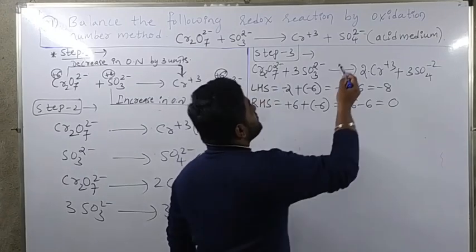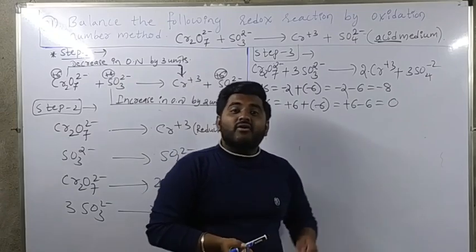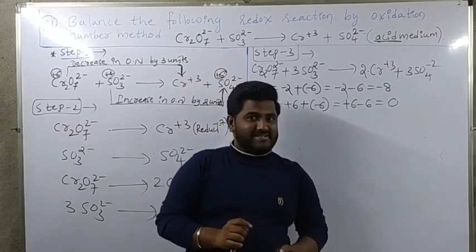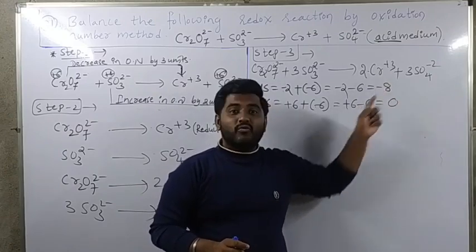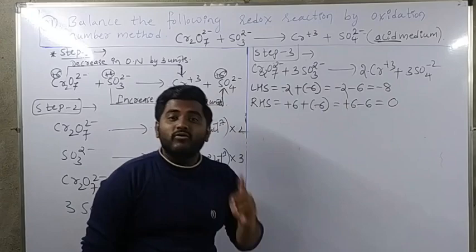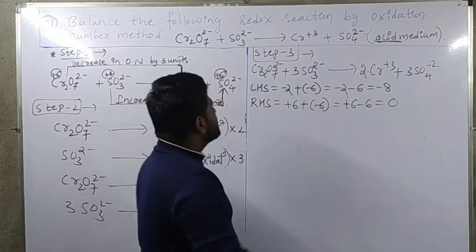You see the question, guys. They have given acidic medium. That means we have to add H plus. One H is carrying 1 plus. So minus 8 is there, we want plus 8. Then what to do? On the LHS side we have to add plus 8H plus. That is step 3.